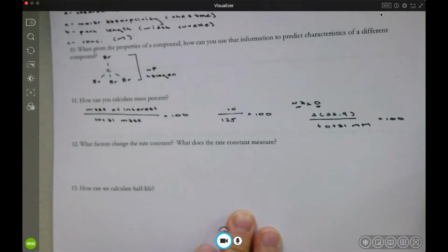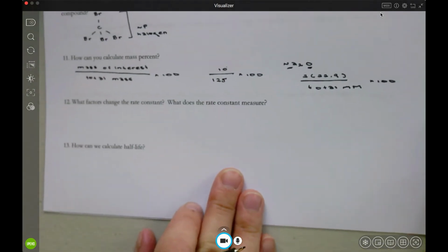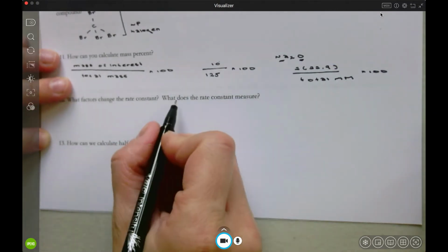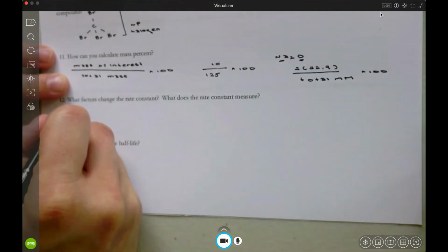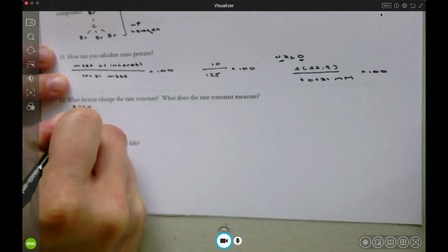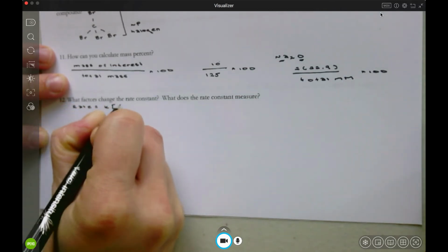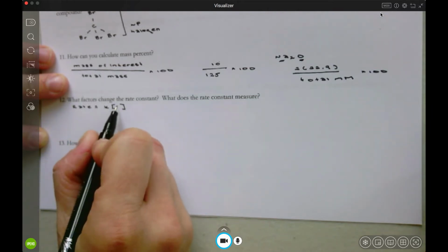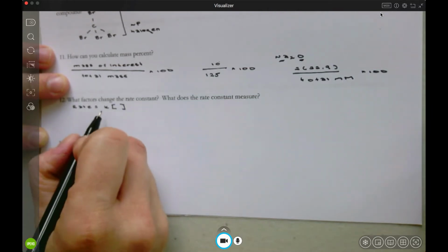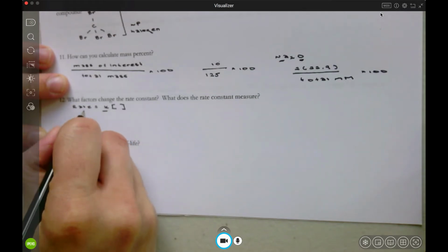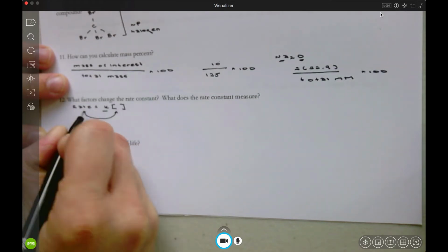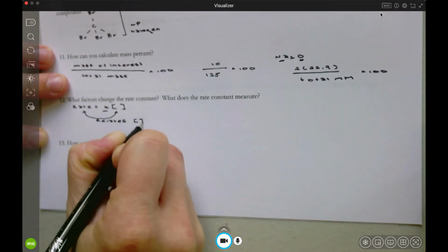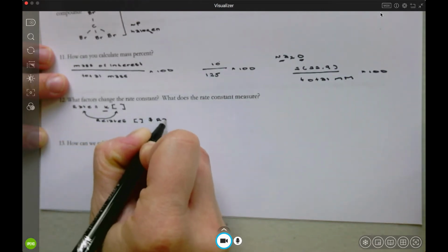For number 12, what factors change the rate constant? So there are actually 2. I'm going to really quickly talk about them in a second, but someone asked, what does the rate constant measure? So remember, if you're writing out your rate law, rate equals K times your concentration. It can be concentration squared or concentration squared times another concentration. K simply helps you relate concentration and rate. It's your go-between.